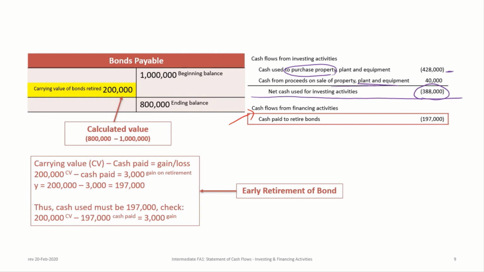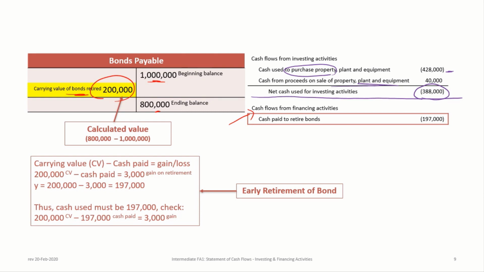So if you look through the data, there's actually nothing outrightly identified for any transactions that happen in bonds payable. What that usually means is that if we calculate the difference between the beginning and ending balance, that will get us the information that we need, all in cash, for our bonds payable account. So we started the year with $1 million and ended at $800,000. That means there had to be a debit of $200,000, and that was the carrying value of bonds retired.